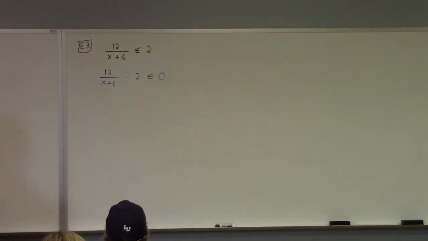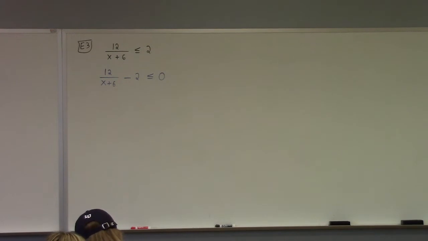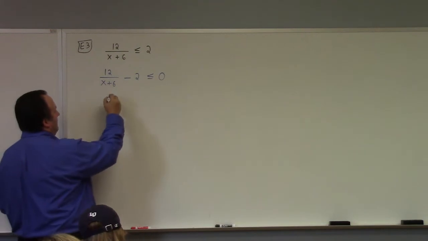And see, if we do that, then we can just be boring and do it the same way as example 2, make our number line. Now we have to do some work, right? We have to make a common denominator. How do we do that?